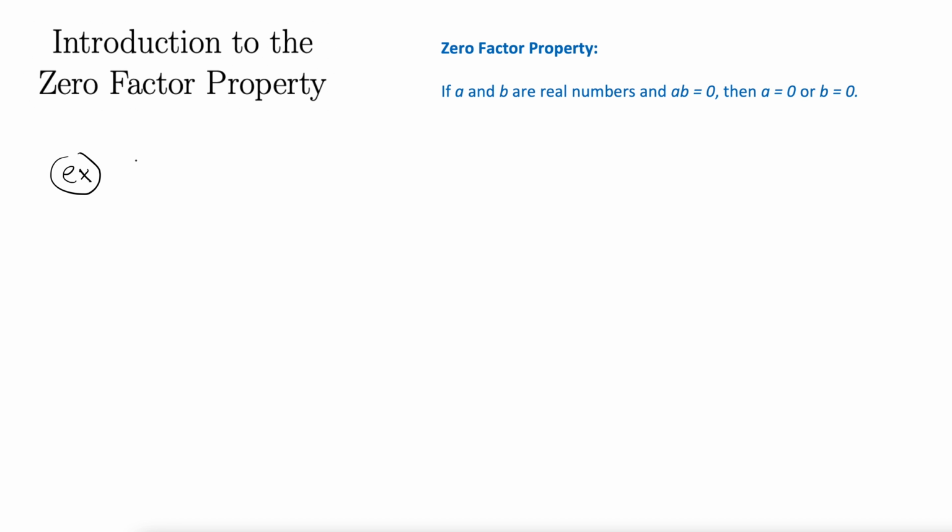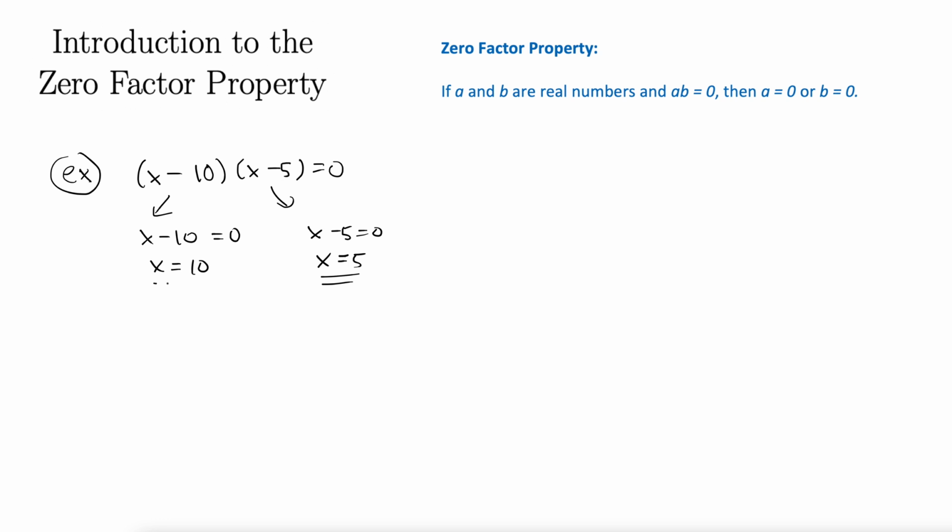Alright, so (x minus 10) times (x minus 5) equals 0. So what the zero factor property tells us is that one of these terms then is 0. So let's do this. We take both of them and set them equal to 0. So we have x minus 10 equals 0 and x minus 5 equals 0. Thus x equals 10. That's adding 10 to both sides is a solution. And x equals 5. Again, adding 5 to both sides. So two solutions there.